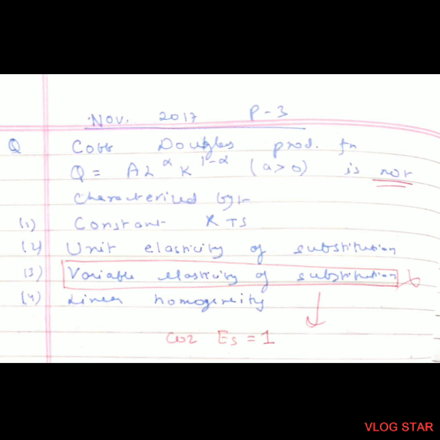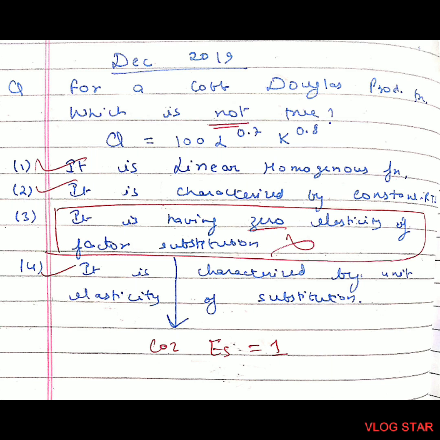So first is correct. Second option says unit elasticity of substitution. This is also correct. The third one says variable elasticity of substitution. This is not correct because as we know, elasticity of substitution is equal to 1, so it cannot be variable. Last option, linear homogeneity. This is also correct. Now see the next question.